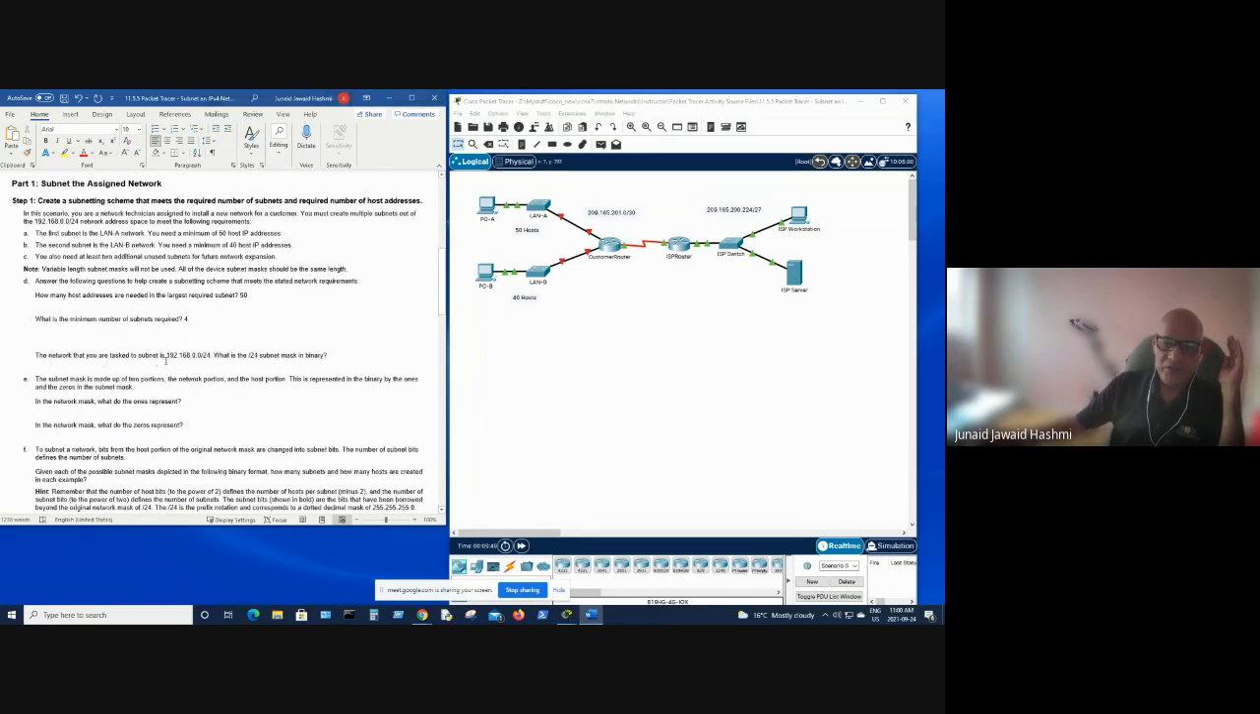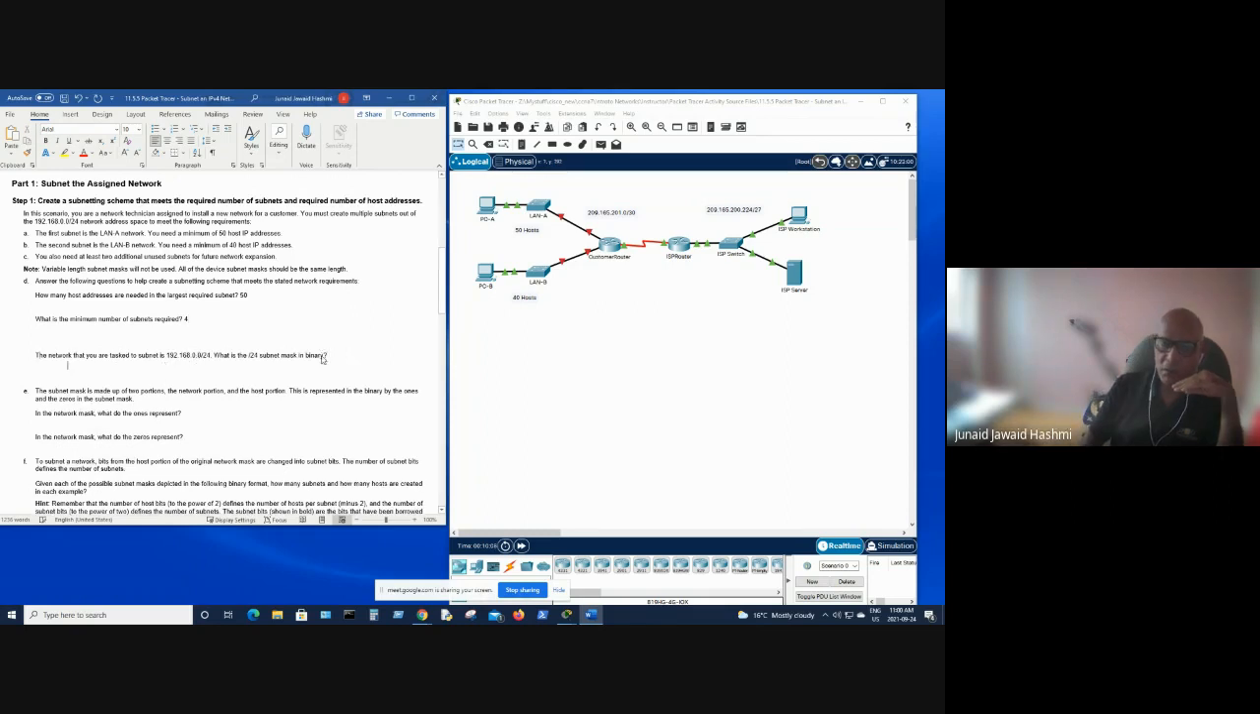The network that you're asked to subnet is 192.168.0.0. What is the /24 subnet mask in binary? You have to convert the subnet mask into binary. For 192.168.0.0, the first 3 octets are all ones. So that means 24 bits are used for the network ID, and 8 bits are used for the host ID.